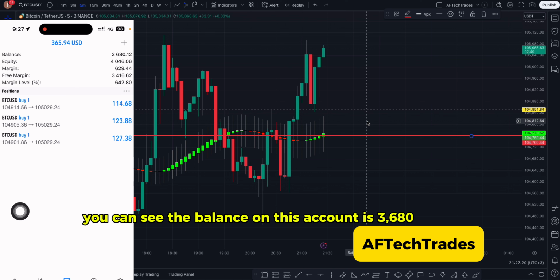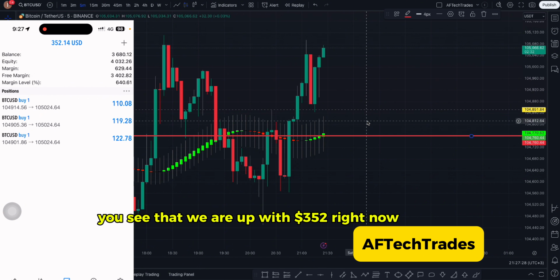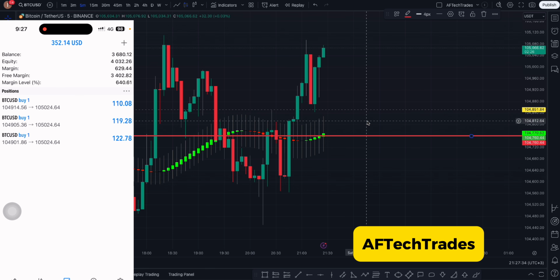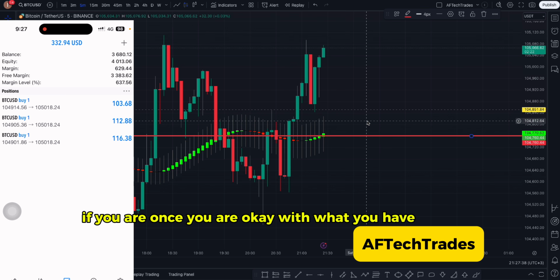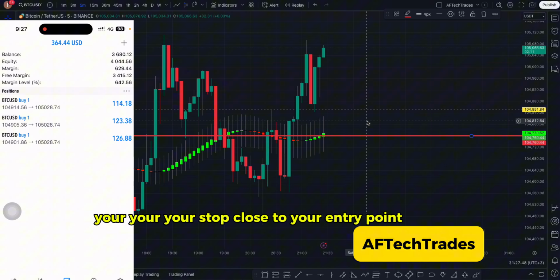You can see the balance on this account is 3,680. So once this gets to our TP, you will see that we are up with $352 right now. You can actually decide to close this trade. It must not get to your target TP. Once you are okay with what you have, you can just decide to close the trade. You get?